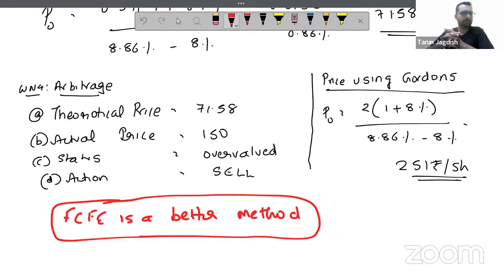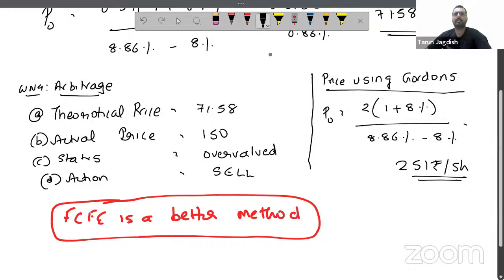Sir, excuse me, sir. Yes, tell me. Sir, the last point, please repeat. How is a free cash flow model better, when Gordon's model is better? See, always free cash flow method is better. Always. Gordon's model will be useful only if entire profits are distributed by way of dividends. Then your free cash flow and Gordon's model will always give you the same number, correct? Yes. Thank you.